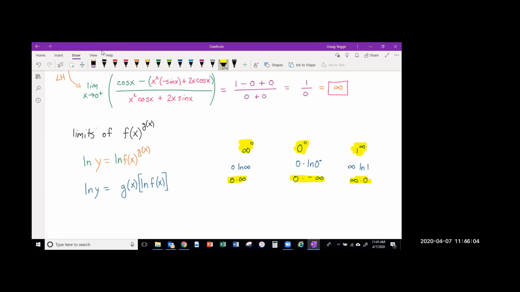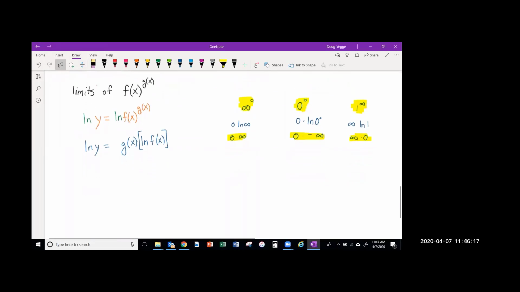But we're still not quite done, because remember, the whole point of this was we're trying to take the limit of both sides. So if I'm trying to take the limit of f of x to the power of g of x, then I'd have to recognize that I'm taking the limit of the left. And so the limit as x approaches c of ln of y. But I'm also taking the limit as x approaches c of this new function where I move g of x to the front.